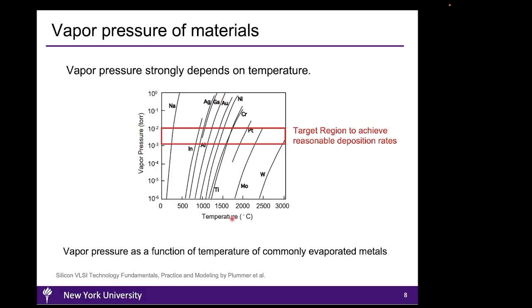We can make two main observations from this plot. First, as expected, the vapor pressure increases with increasing temperature. Second, some metals need higher temperatures than others to achieve the same vapor pressure. This means some metals evaporate more easily than others. For example, while silver requires about 1000 degrees Celsius to achieve millitorr range of vapor pressure, platinum, on the other hand, requires about 2000 degrees Celsius for achieving a similar vapor pressure.